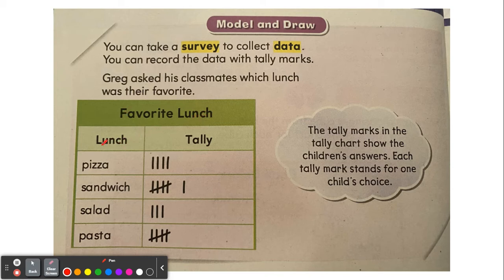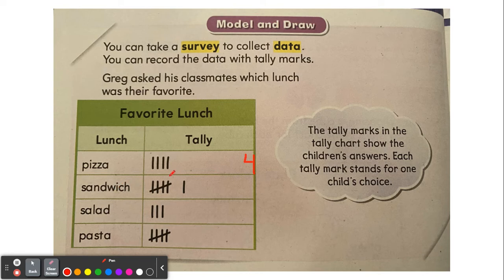Here's our topic, lunch. We wanted to know the favorite lunch. So here's the different lunches. We have pizza, sandwich, salad, and pasta. Here we recorded our tally marks. How many friends wanted pizza? Let's count. 1, 2, 3, 4. So the total was 4. I like to write these over here before I even start using this information for any other graphs because it makes things much faster. We like faster, don't we?